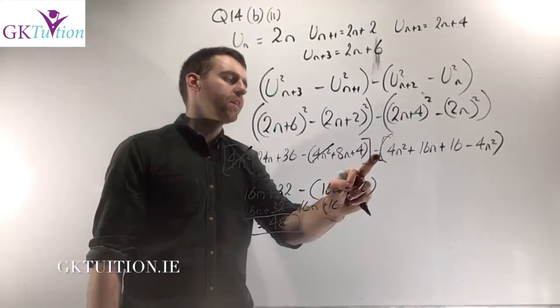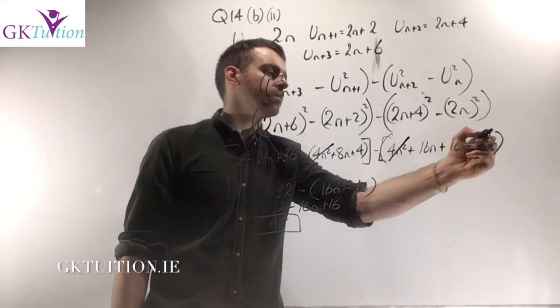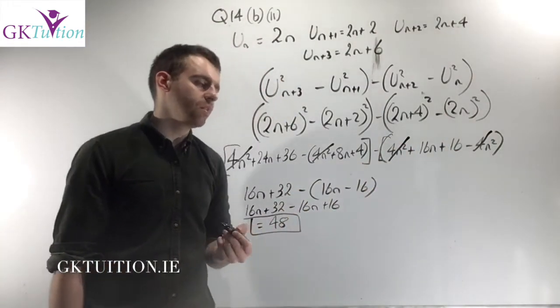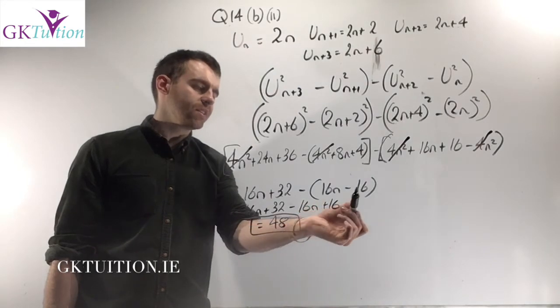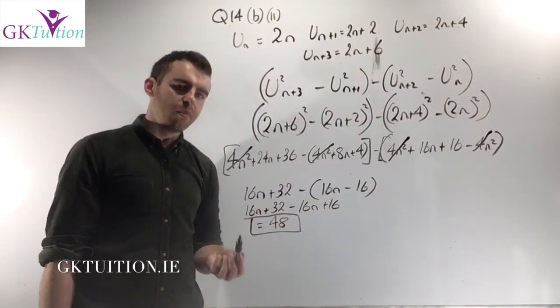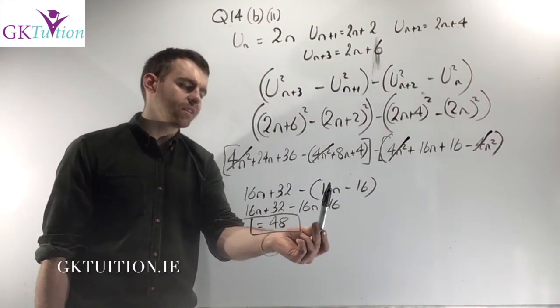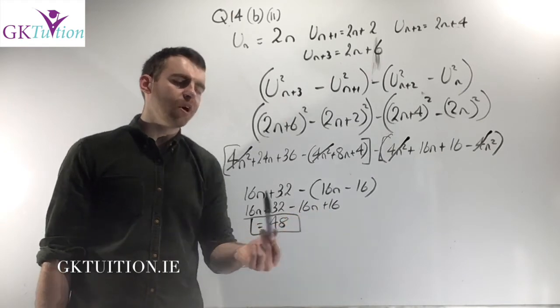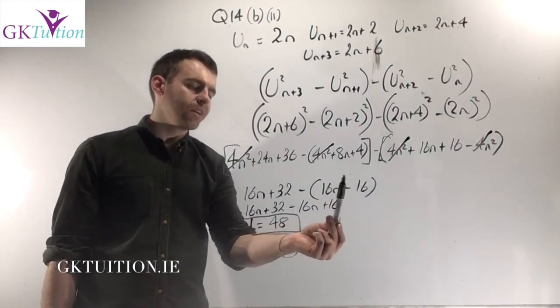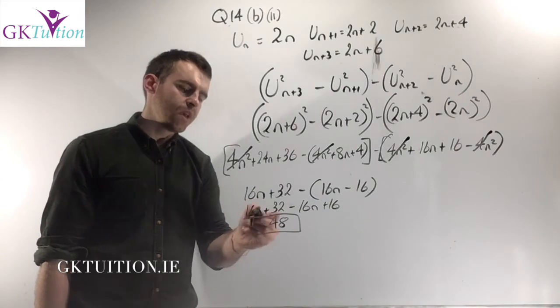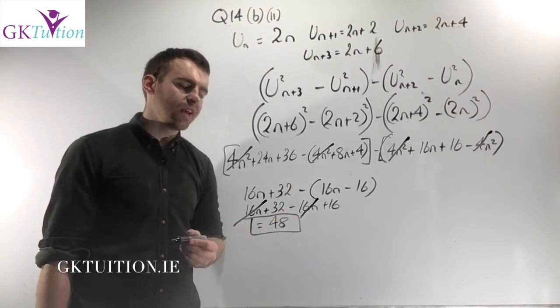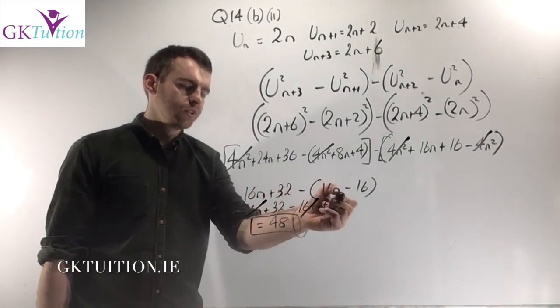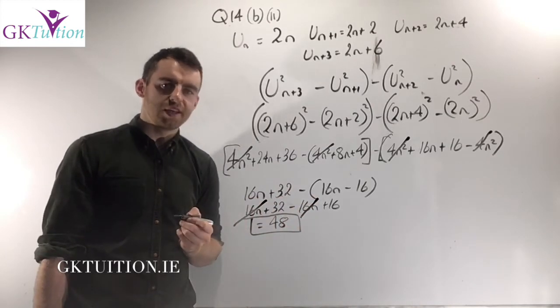Then there's a minus here, and I've got 4n squared minus 4n squared, which will cancel, and I'm left in the bracket with 16n minus 16. With a minus in front of that, minus by plus 16n becomes minus 16n, minus by minus 16 becomes plus 16. Then 16n and minus 16n will cancel. I get 32 and 16, and my final answer is 48.